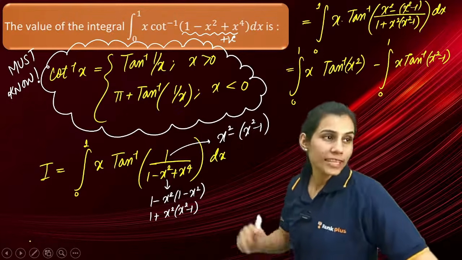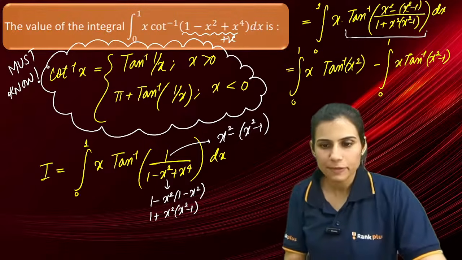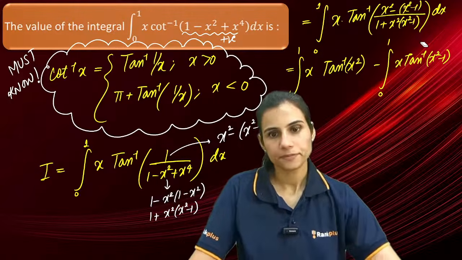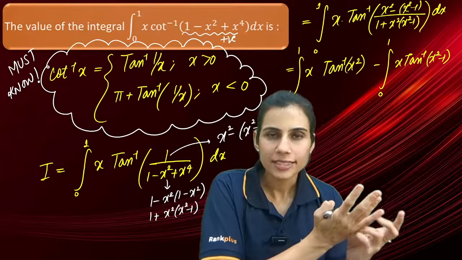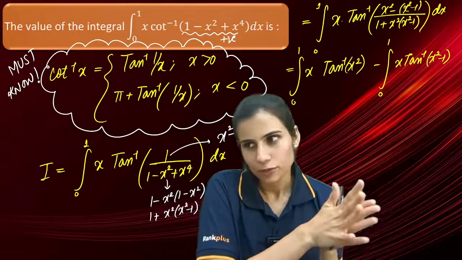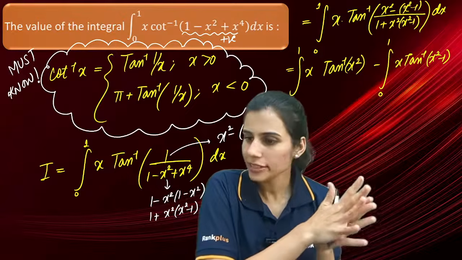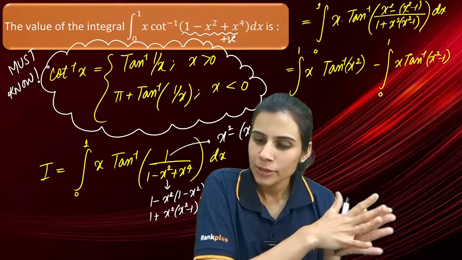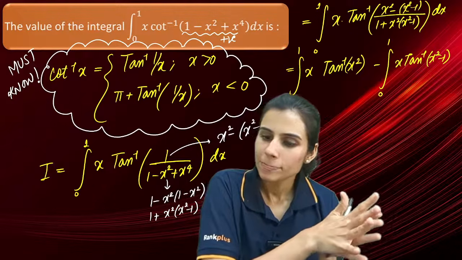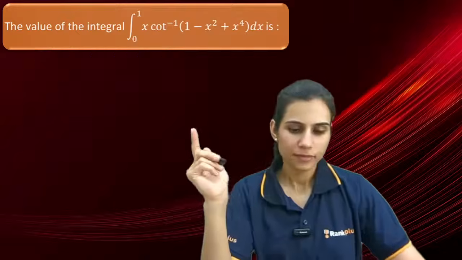Tell me if there is any doubt, any confusion till here. So this much part I've understood: tan inverse of (a minus b) upon (1 plus ab) is tan inverse a minus tan inverse b. So I have distributed it in terms of two integrals. Now tell me, what will you do? Think. Come on, think. Tell me. I'll write it here.